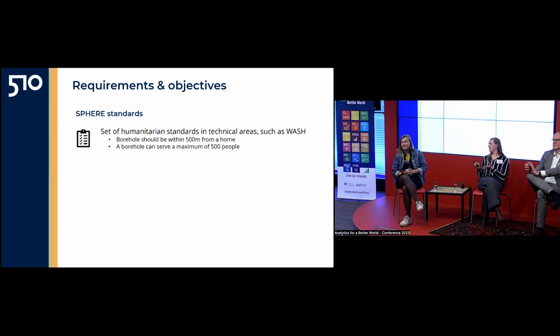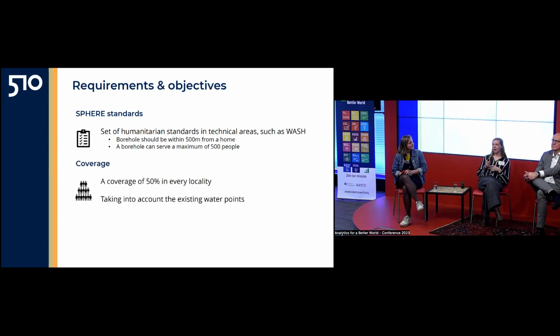And when using PISA or an optimization tool, you also need to set some objectives. Our objective here was a coverage of 50% in every locality. In other words, we aim for 50% of the people in each locality having access to a borehole, also considering the already existing water points in that area.